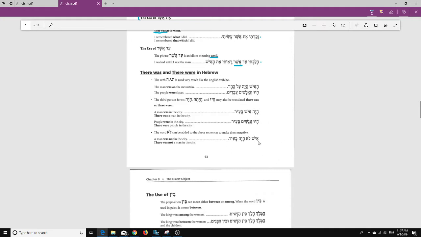A couple more things and then we'll be done with this chapter. So the verb hey yod hey is used very much like, in English, the verb to be. Okay? So here we have ha'ish haya al hahar. The man was on the mountain. Here we have hayu ha'anashim avadim. So they were the men, so then the men were slaves. The men were slaves. Okay?